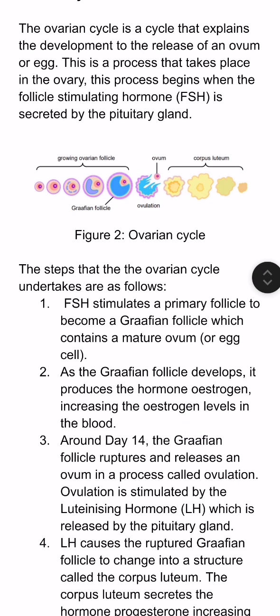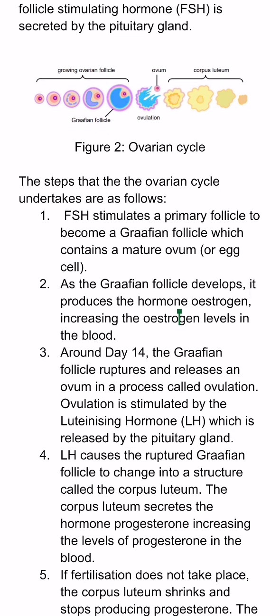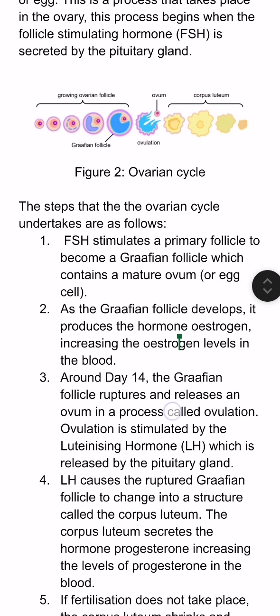If you look at that figure over there, your figure 2, that shows you precisely the ovarian cycle. So it starts off by what? It starts off by secreting the FSH, which is the follicle stimulating hormone. The FSH gets secreted and stimulates the primary follicle. So this is the smaller egg. And then the primary follicle grows into a mature egg.